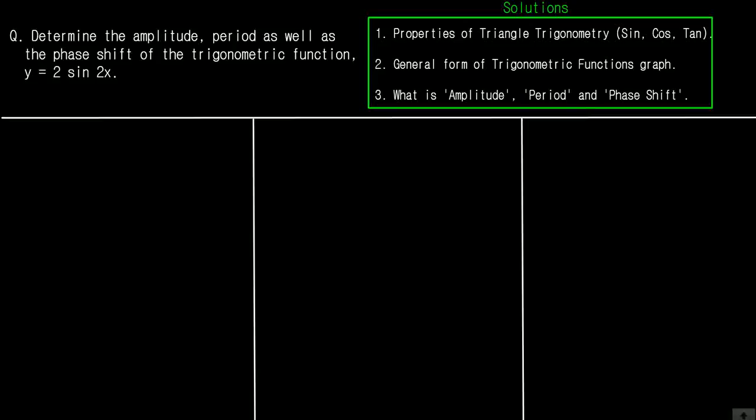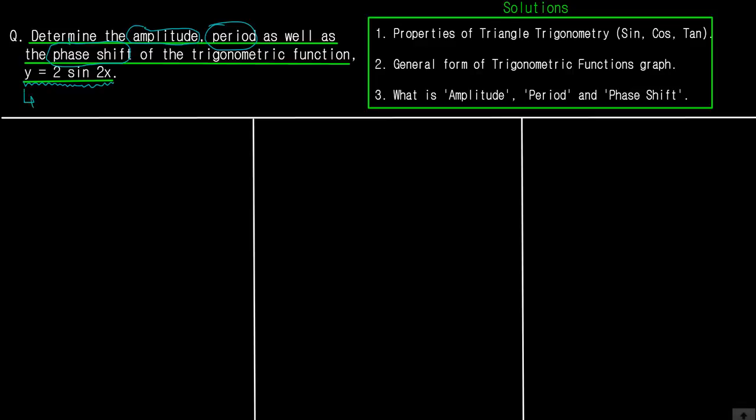The question is to determine, which means to solve for, the amplitude, period, as well as the phase shift of the trigonometric function, and our trigonometric function will be y equals 2 times sine 2x. So as we can see, this question is basically to solve for the amplitude, period, and phase shift of our trigonometric function, y equals 2 sine 2x.